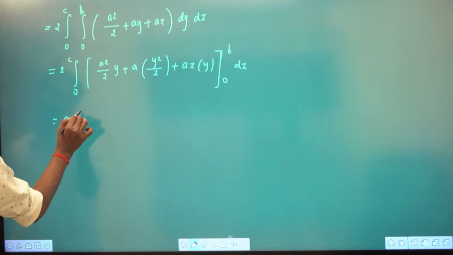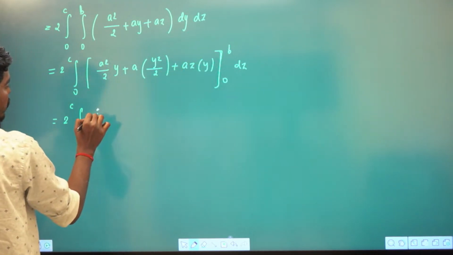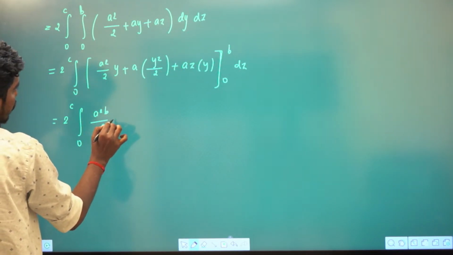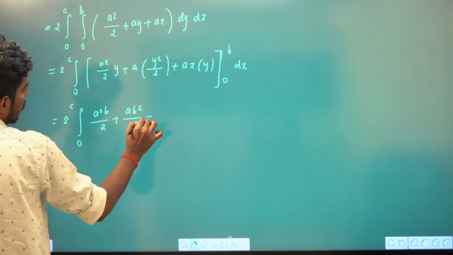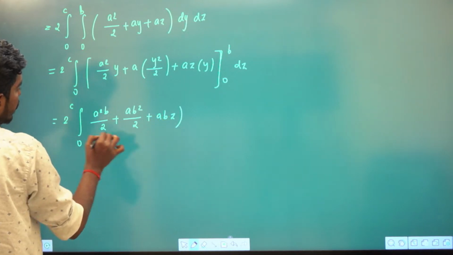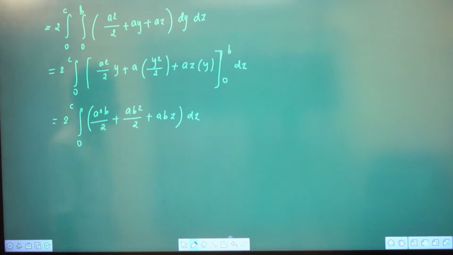So this will be 2 times integration of 0 to c. Apply the upper limit y. So we will have a square b by 2 plus a b square by 2 plus ab into z. The lower limit will be 0, because everything becomes 0.